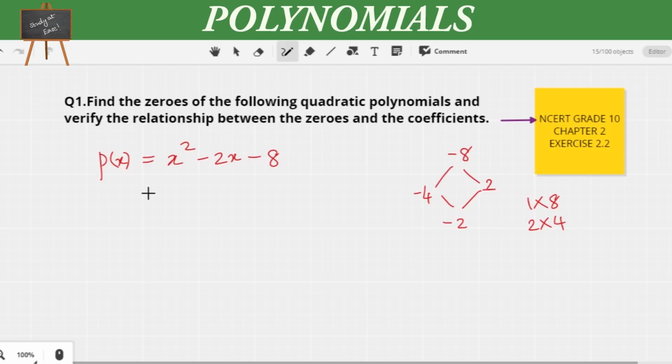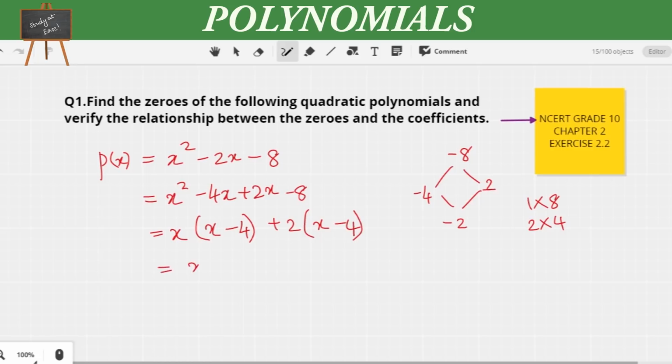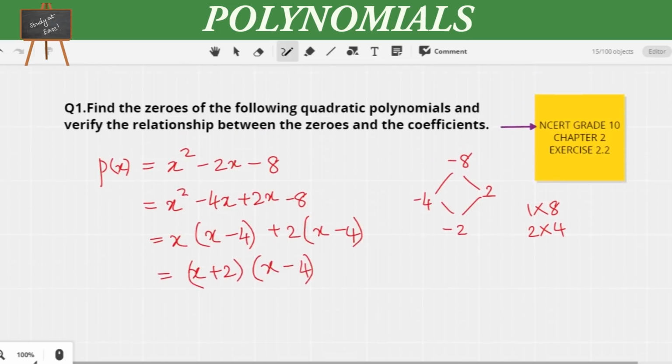Now let us put it back into the given p of x. So we are going to write it as x squared minus 4x plus 2x minus 8. Now from that, let us take the common term out. I'm taking x outside, so it becomes x multiplied by x minus 4, plus 2 multiplied by x minus 4. Now we can see that x minus 4 is a common term. So we're going to write it again as x plus 2 multiplied by x minus 4. We got the two factors.